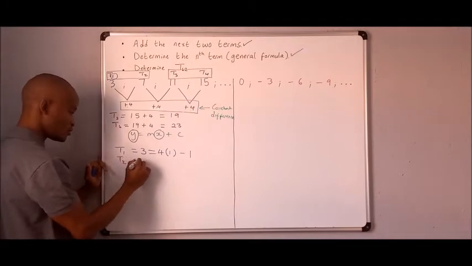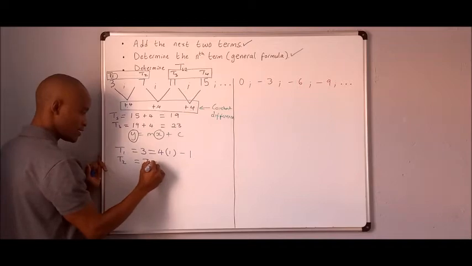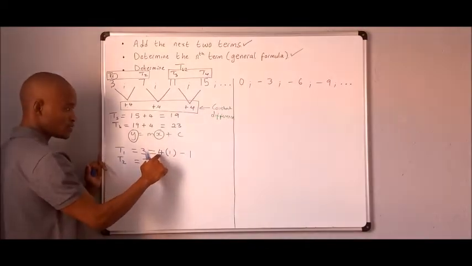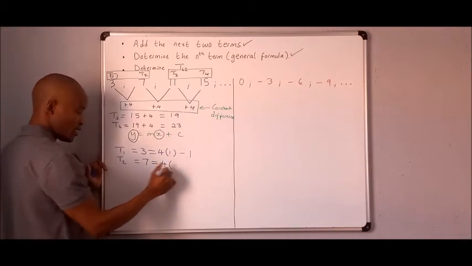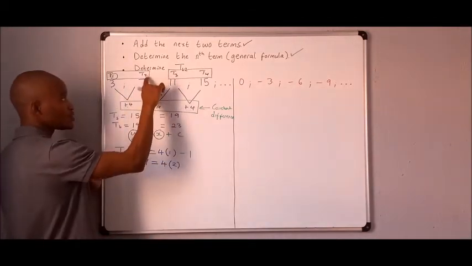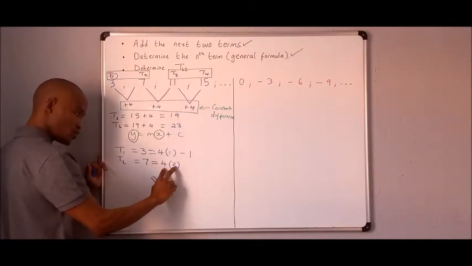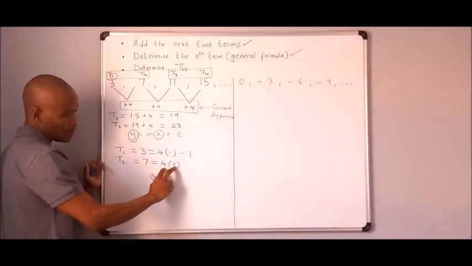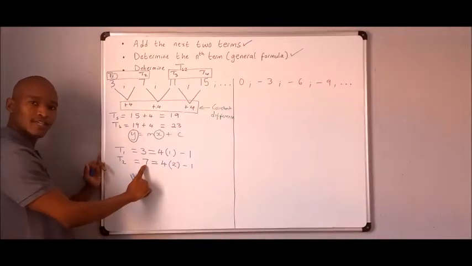What is term 2? Term 2, it's 7. What is our gradient? Our constant difference is 4. And we're at position 2. So in position 2, the value is 7. 4 times 2 is 8. And again, 8 minus 1, it's 7.